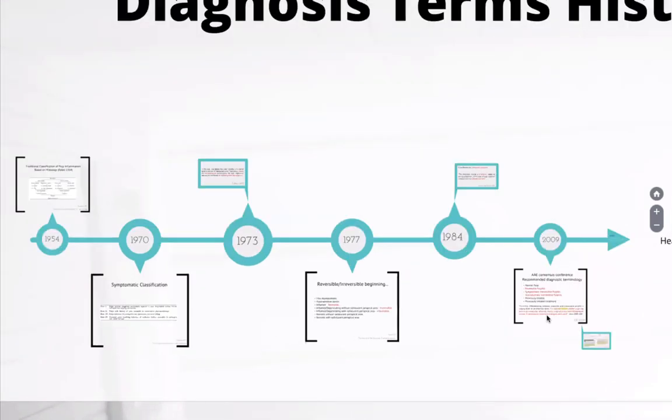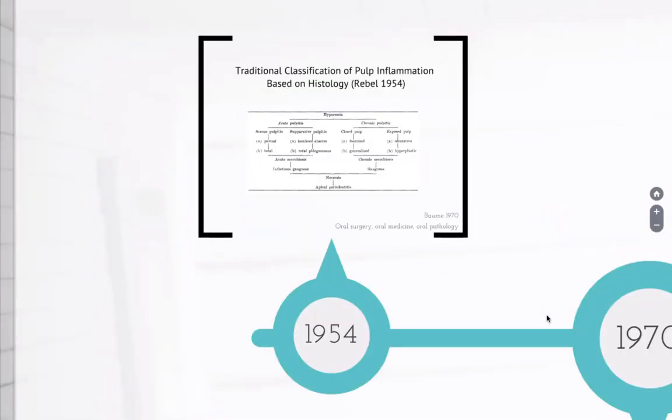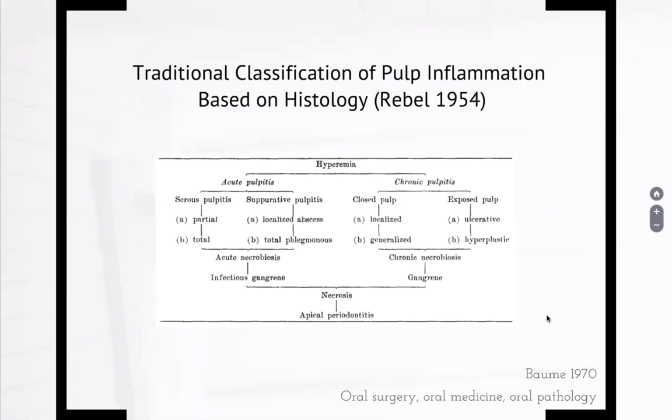To begin with, I'd like to start from 1954. Rebel did a classification of diagnostic terms, but that was done on histology. What they did was extract teeth, do histology, and come up with these terms. But the problem is these are histological terms, and they are useless in the clinic when we do root canal treatments, because we cannot really do histology on teeth. We have two categories, acute pulpitis, chronic pulpitis, and so many different names. This is useless and nobody has used it in the past.